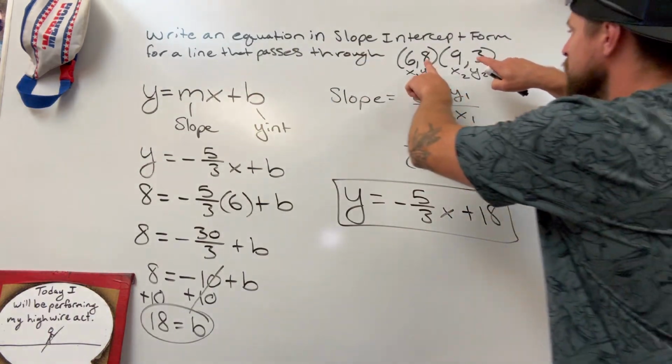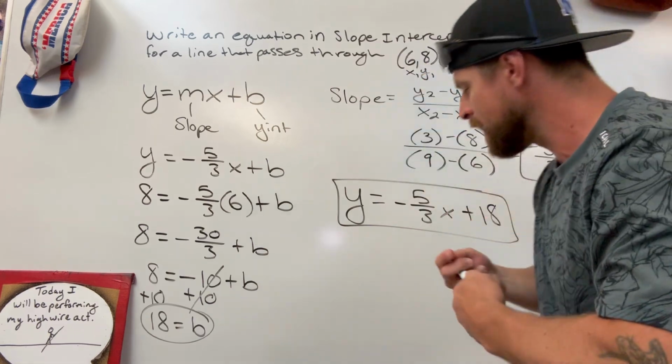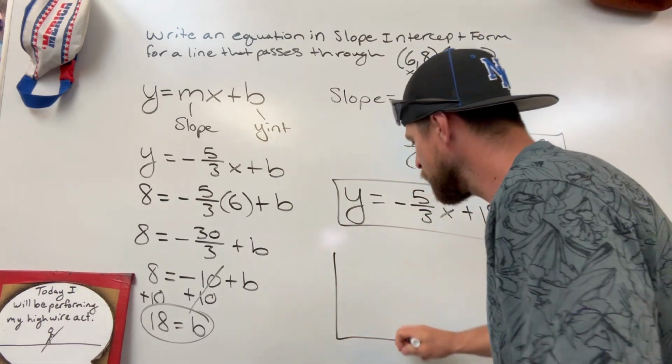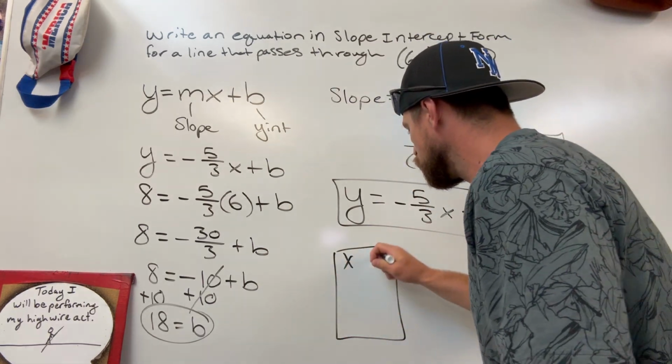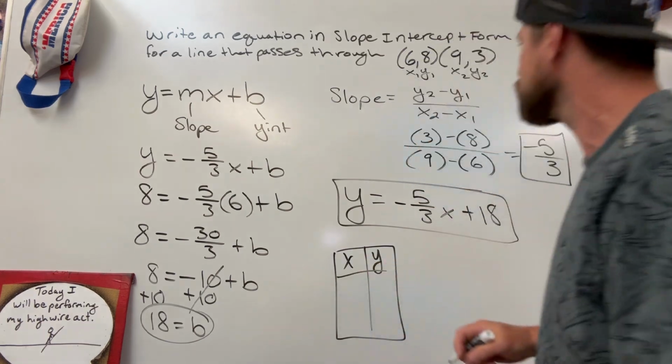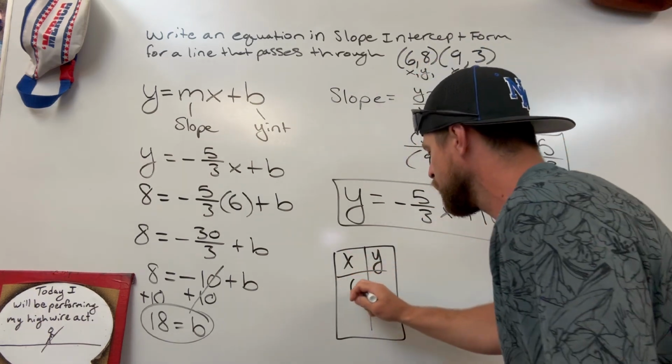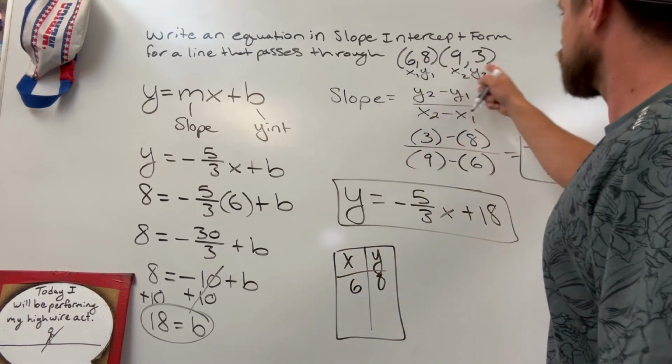Now keep in mind, it's not always going to be 2 points given like this. We can give you a table of values. But if I give you a table of values, could you do the exact same steps you just saw me do? Of course you can. 6, 8, 9, 3.